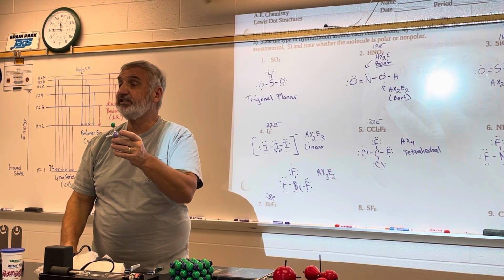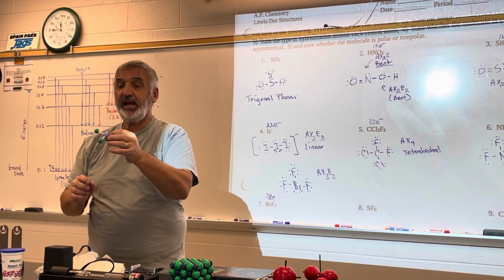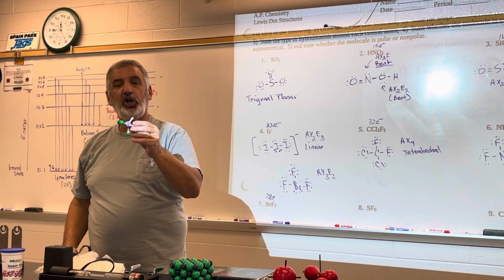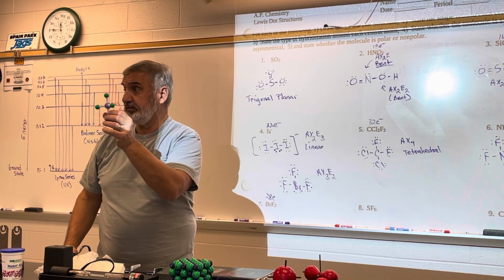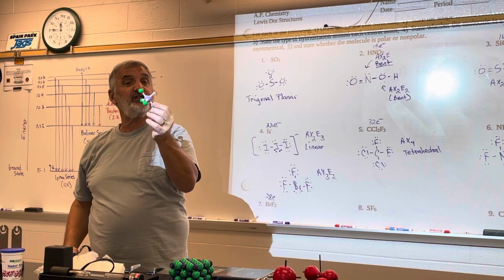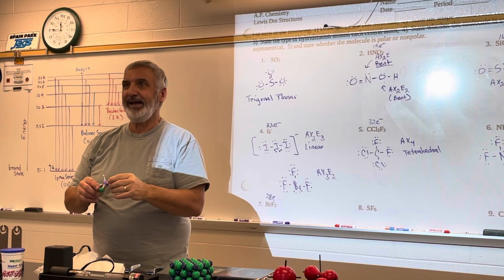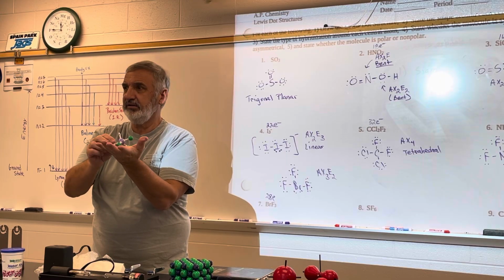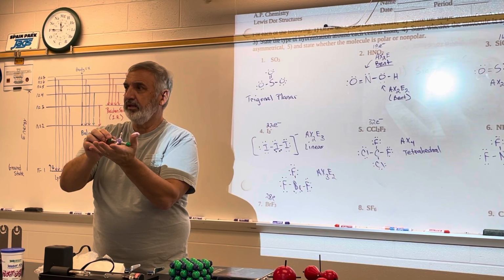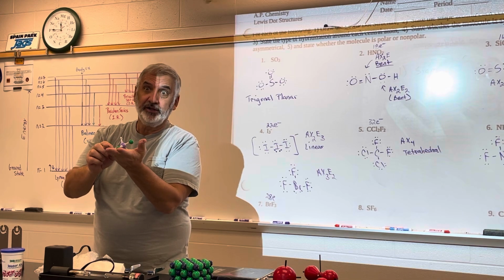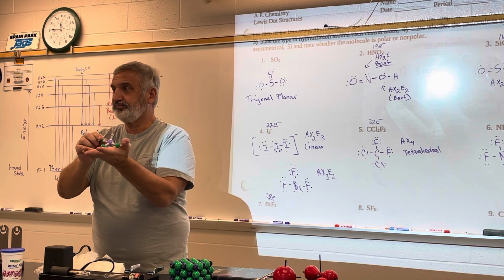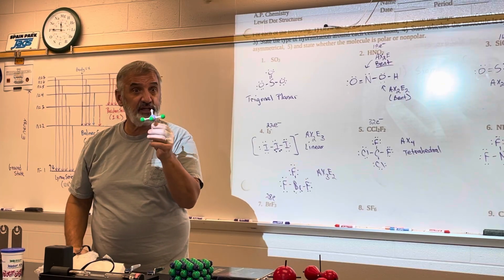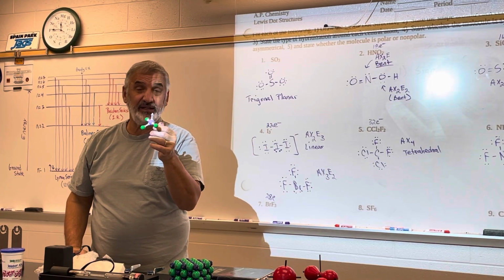So if you have an AX4E, the shape is no shape. So they've made up shapes. They call it a distorted tetrahedron. It's four-sided, but it's all out of whack. Seesaw. Somebody said, hey, that kind of looks like a seesaw. A seesaw, okay? Or what I learned, a teeter-totter. But seesaw is more fun to say. But that's an official name. Seesaw is the official name. That's easier to write than distorted tetrahedron.